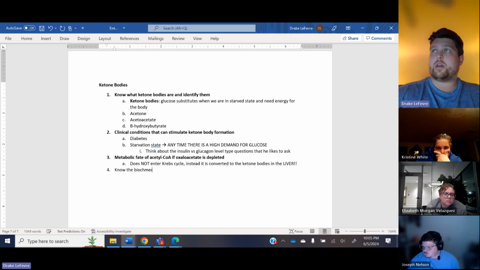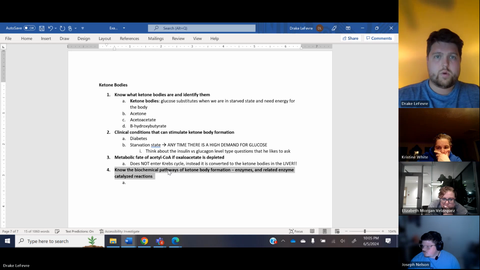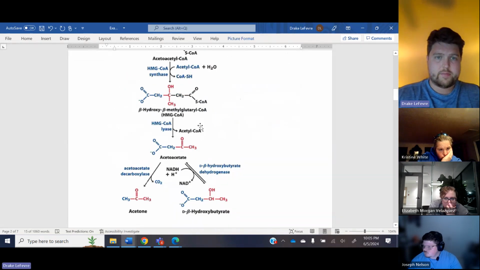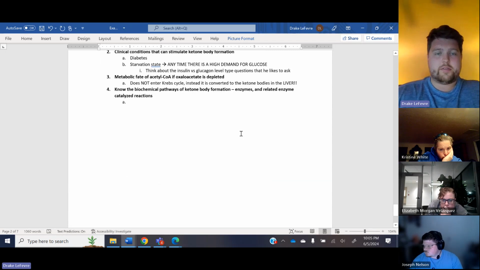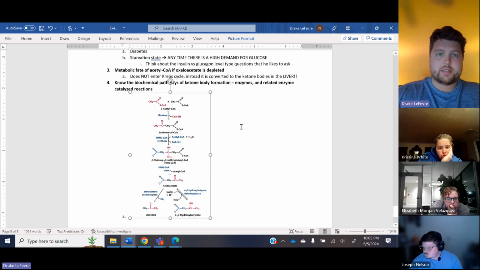Know the biochemical pathways of ketone body formation, enzymes, and related enzyme catalyzed reactions. I think we already put that picture in here up above. Remember, it's the same as the very beginning of fatty acid biosynthesis.